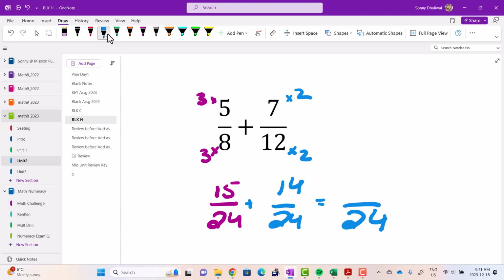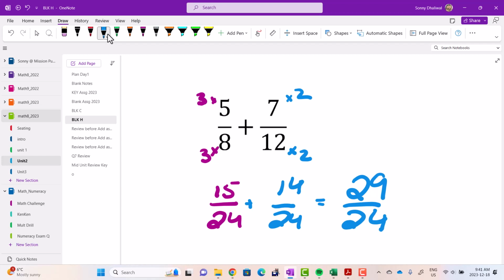Sorry? 29. And I forgot to ask you the last time. Can we make this fraction smaller? No, we can't. Right? You can use the number line also to help you. Like 29 is a prime number, so prime numbers can't be made smaller unless you divide by the same prime number, right? So 24 can't be divided by 29, so it just stays like that.